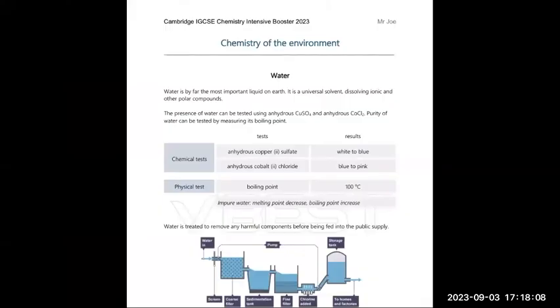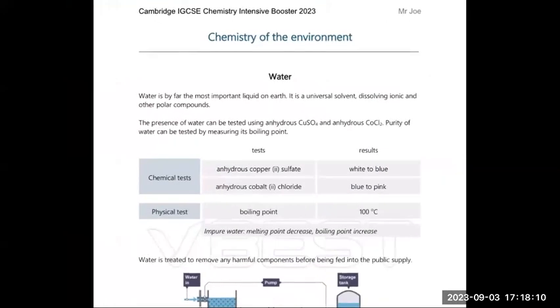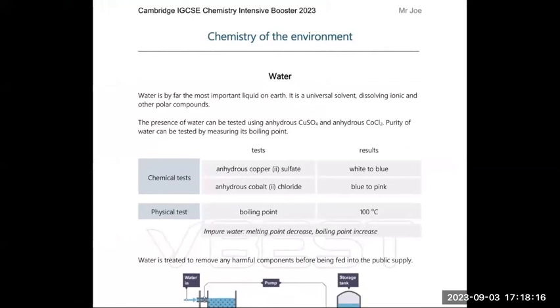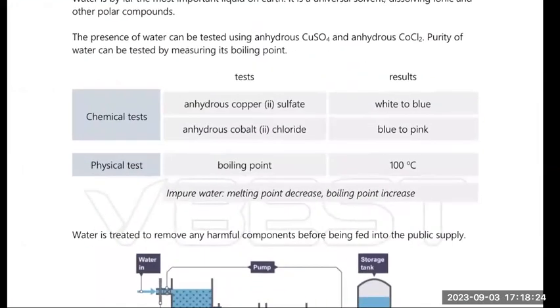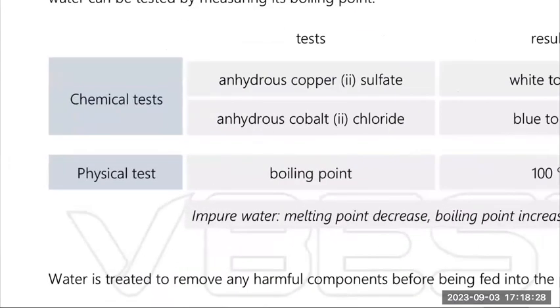Ready? Okay. So in the water topic, the most important thing in part one is that they're going to ask you for the test. So you should know how to differentiate between a chemical test and a physical test. A chemical test of water basically means testing for the presence of water. You're going to use either anhydrous copper(II) sulfate, which is CuSO4, or anhydrous cobalt chloride.